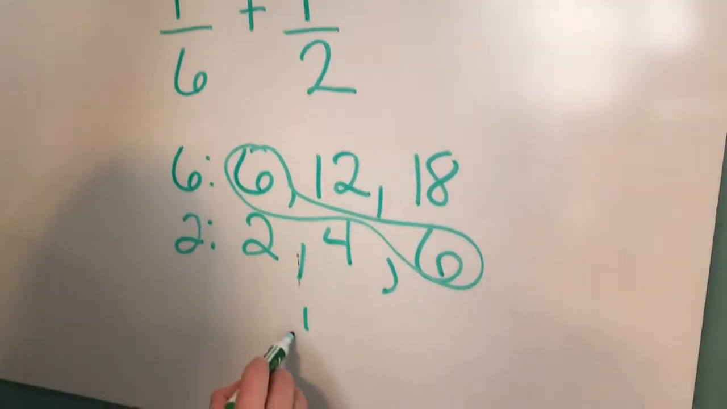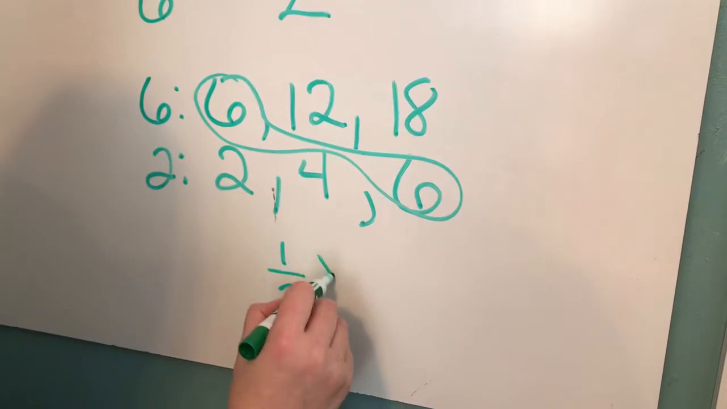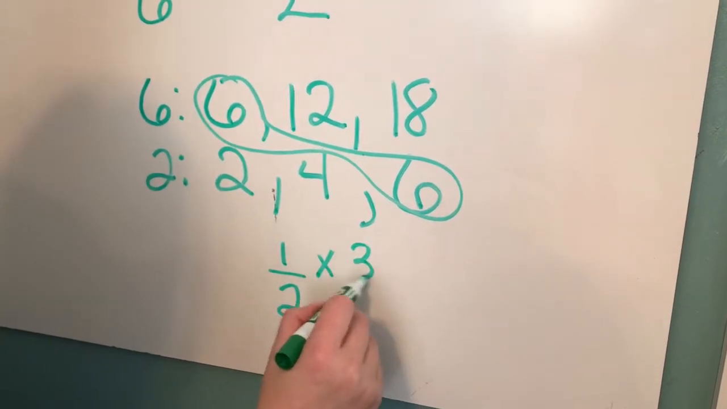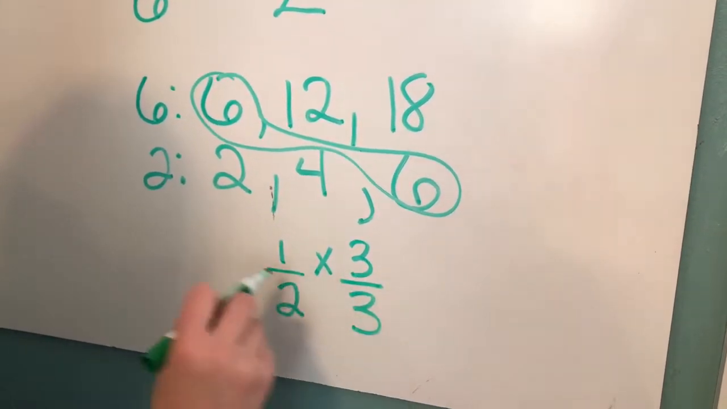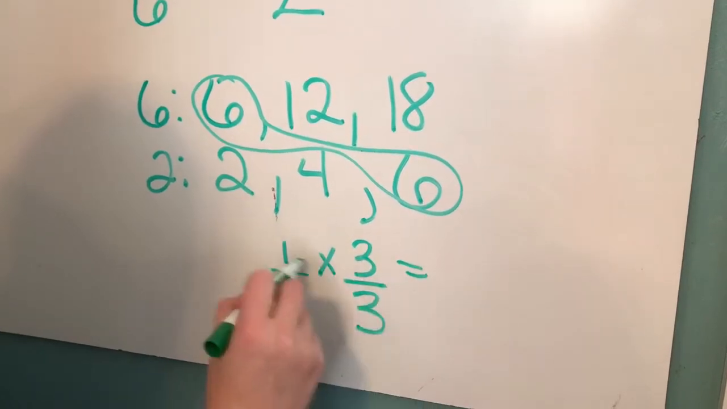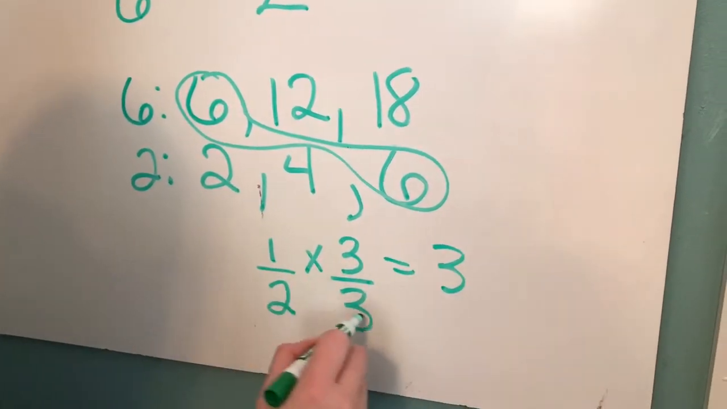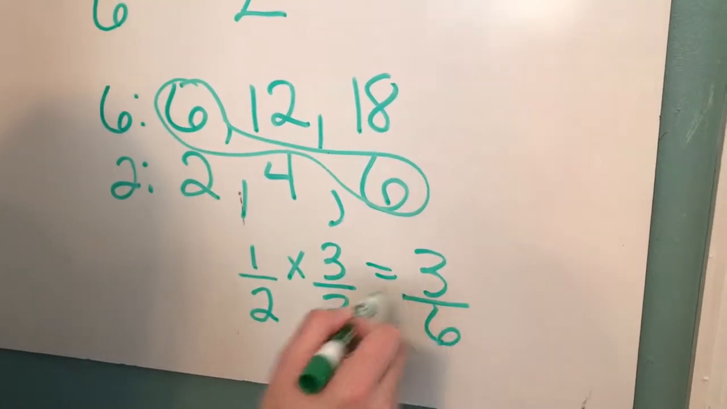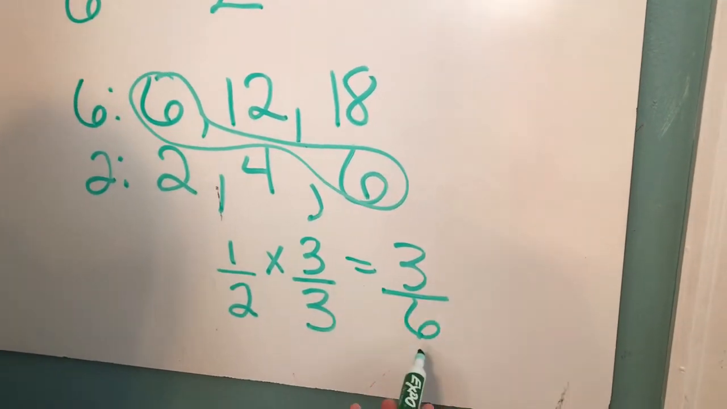We do that by saying 1/2 times 3 over 3. Of course, we multiply across. 1 times 3 is 3. 2 times 3 is 6. And now we have an equivalent fraction of 3/6.